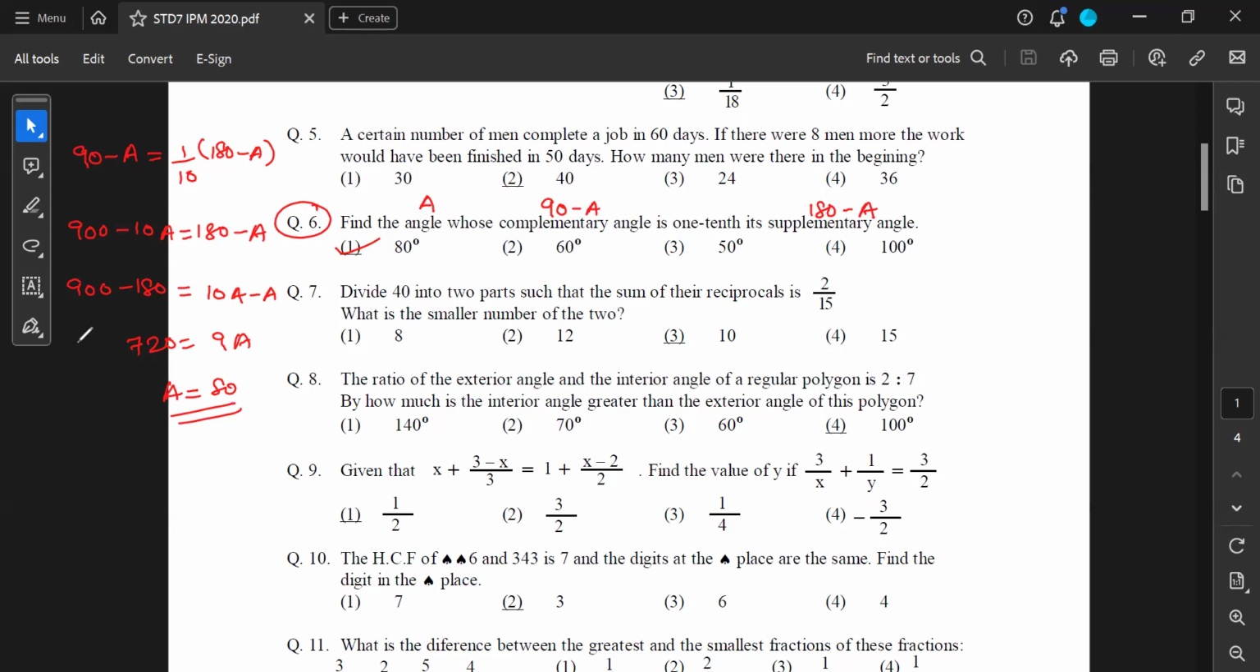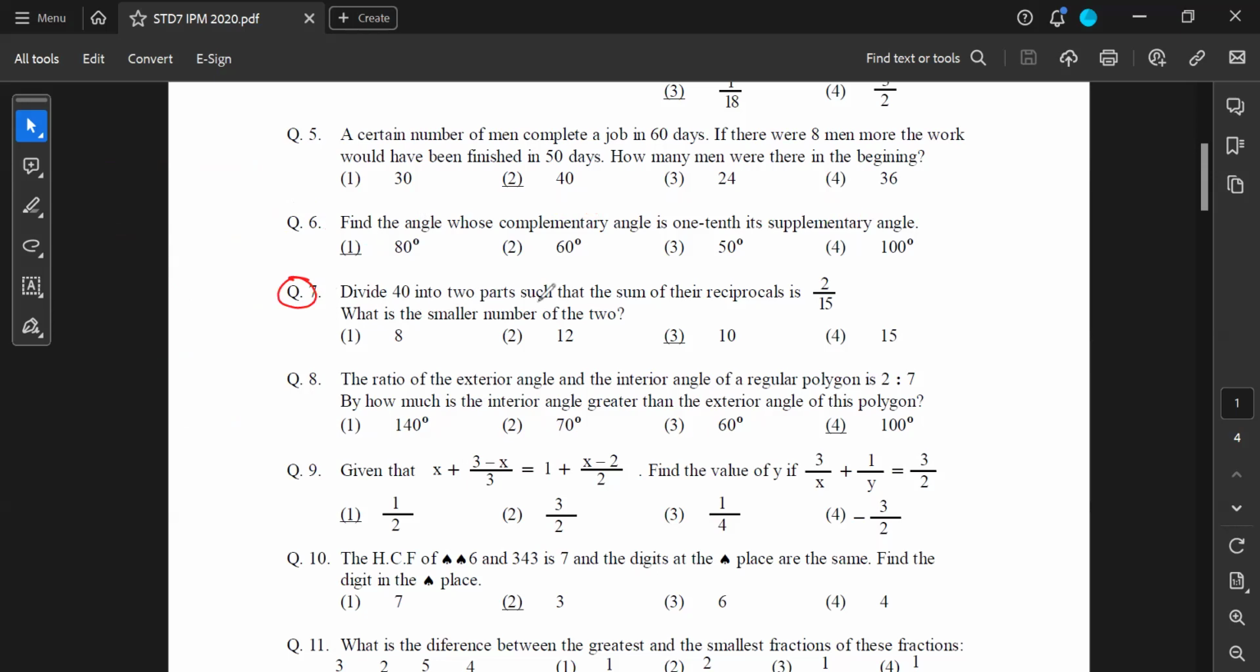Let's go for the next question. 7th question. Divide 40 into two parts such that the sum of their reciprocals is 2 by 15. Find the smaller number of the two. Out of these options, anyone can be the correct answer. So I'll suggest let's go option by option. Since there is 15 in the denominator, I will start with multiples of 5 first.